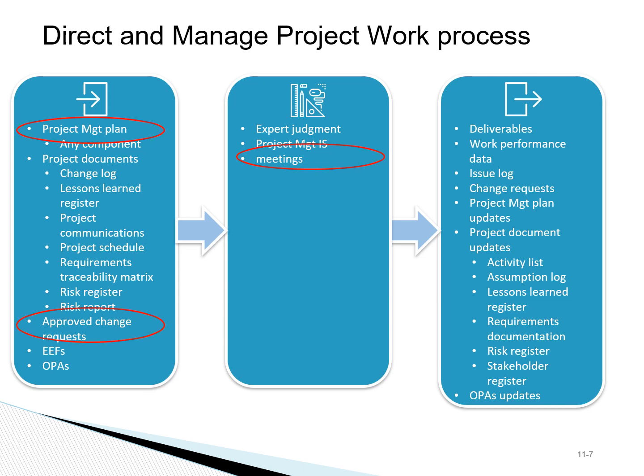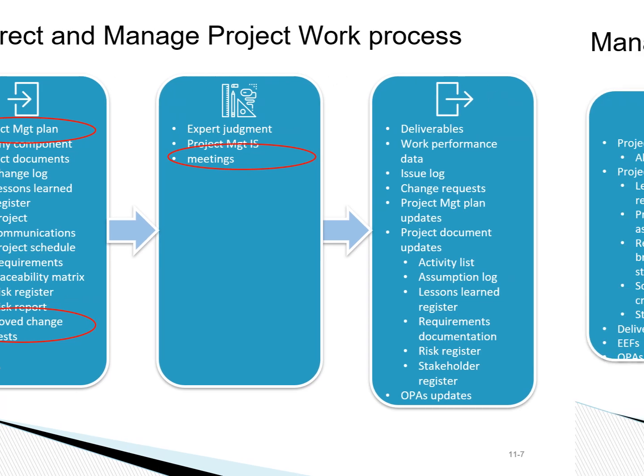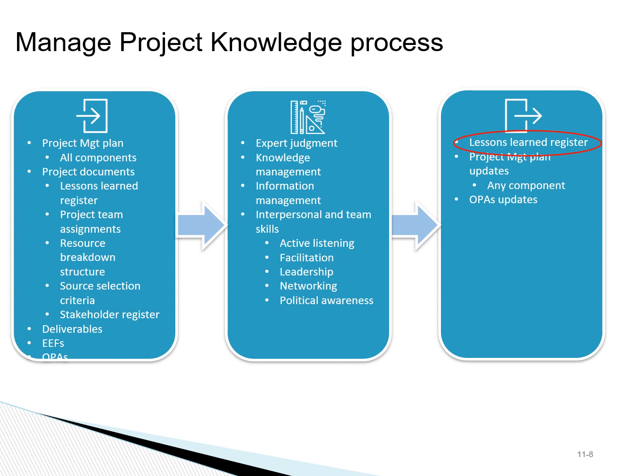Let's look in more detail at the inputs and outputs of the process for directing and managing project work. Clearly, the management plans and any changes to them are key inputs to this process. As work is being performed, the activity lists, lessons learned, and other documents need to be updated, as shown as the output of the process. Similarly, these are the inputs and outputs of the manage project knowledge process. The primary output of this process is the lessons learned from execution of our project.